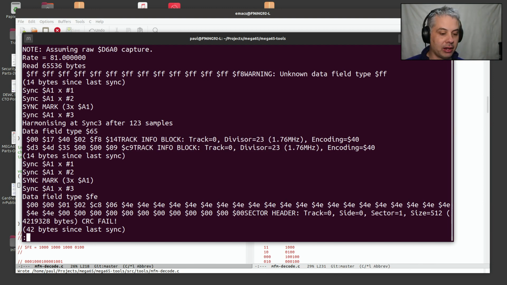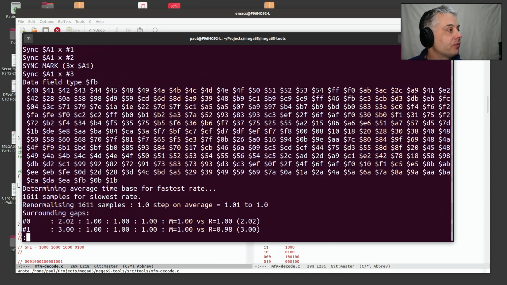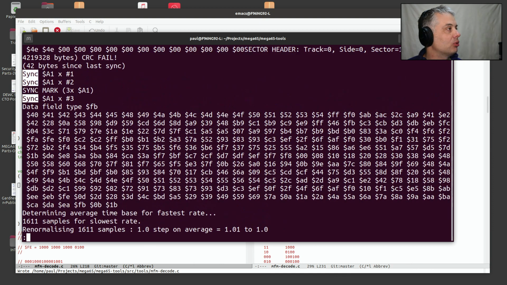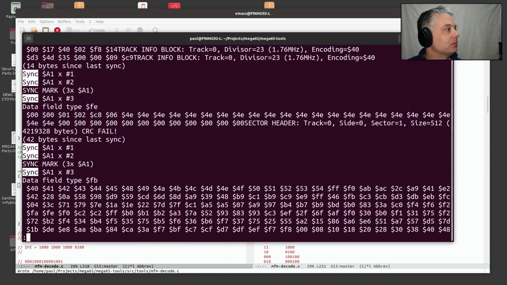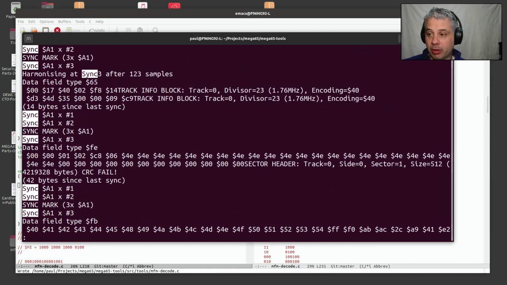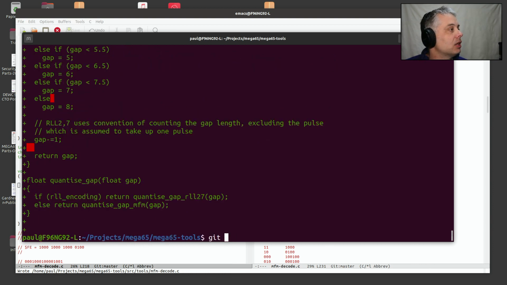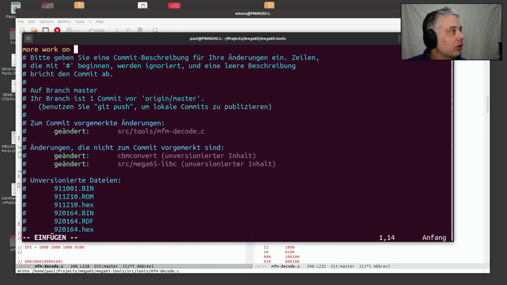We've got a CRC fail in the sector header, and we don't have quite enough data to get the whole data track. But a good thing with this, right? This is recorded with rate 17 hex, so 23 decimal, 1.76 megahertz, and we have correctly resolved those things, so that's actually really encouraging. So let me just git commit source tools, more work on TIB RLL decoding.